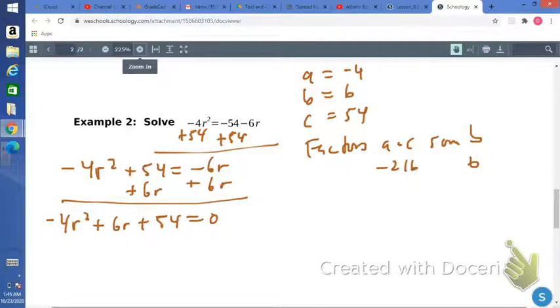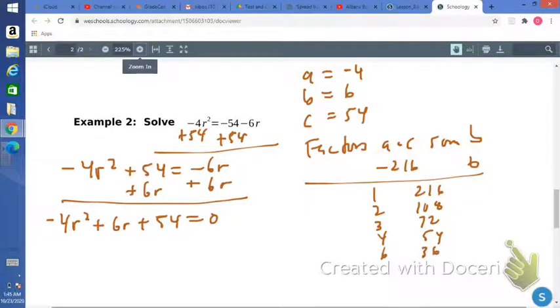Alright, so the factors of negative 216, or the factors of 216, there's a lot of them. Alright, there's 1 and 216, there's 2 and 108, there's 3 and 72, 4 and 54, 6 and 36, 8 and 27, 9 and 24, 12 and 18. And I'm going to stop.